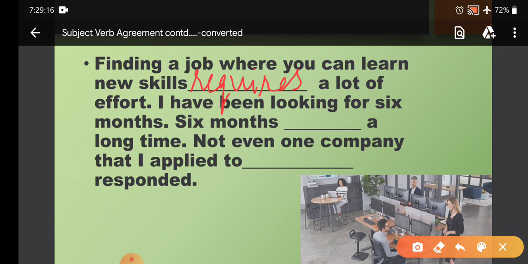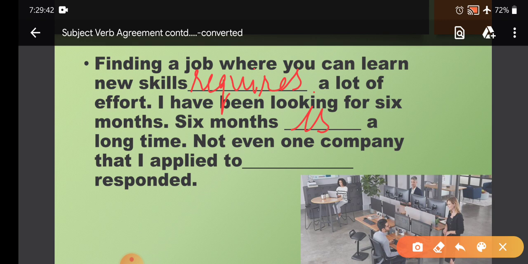Like even if we say 5 miles, we use "is" with it. 5 miles is a long distance because we are talking of the distance in totality. Similarly, here you can see it is 6 months. So, 6 months is a long time.